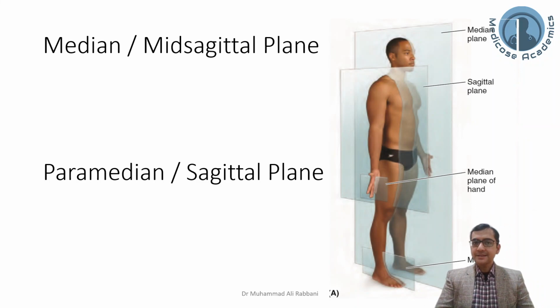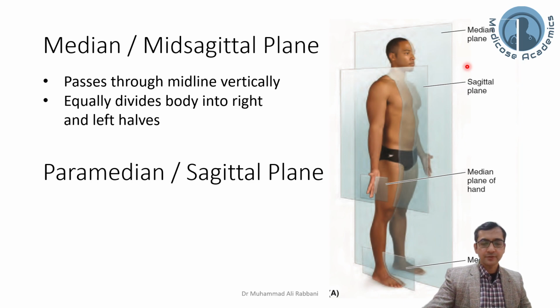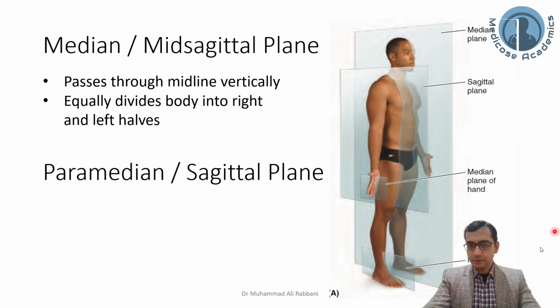Median plane, mid sagittal plane. Mid sagittal plane is simply the plane that runs from anterior to posterior, goes through the midline, and divides your body into two halves. This one is the median plane. It is a vertical, longitudinal plane that moves from anterior to posterior and divides the body into two equal right and left halves. This is the median plane and mid sagittal plane also.